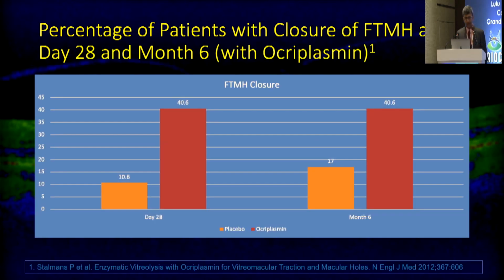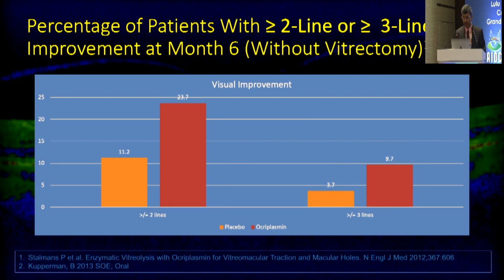Now, Stalmans, who was part of the MIVI Trust trial, showed very clearly in his paper that whatever you get at the 28-day stage will remain like that. And that's how the final outcome at the 28-day stage was arrived at. His paper also showed more than 2-line improvement in a quarter of the patients and more than 3-line improvement in 1 in 10 at 6 months.